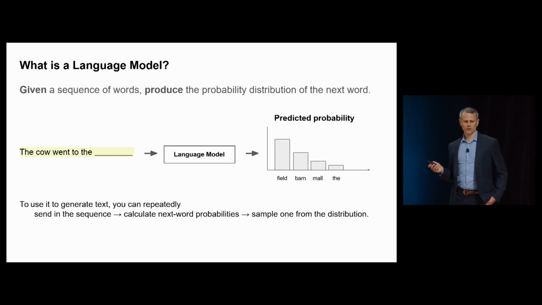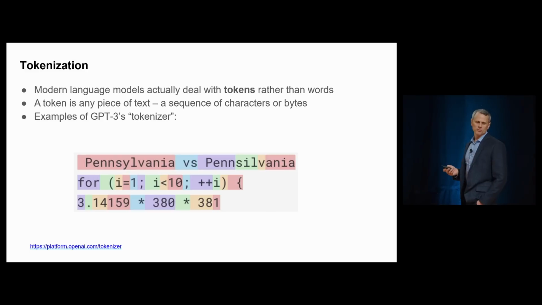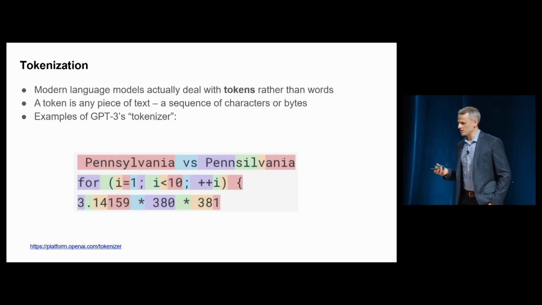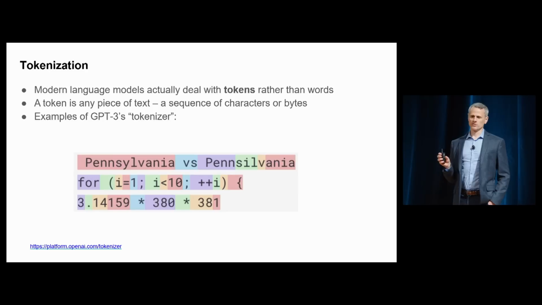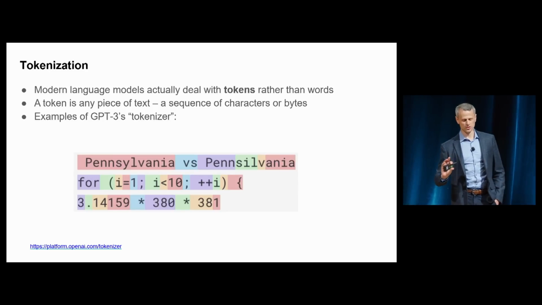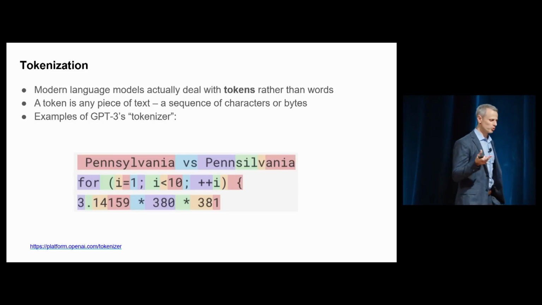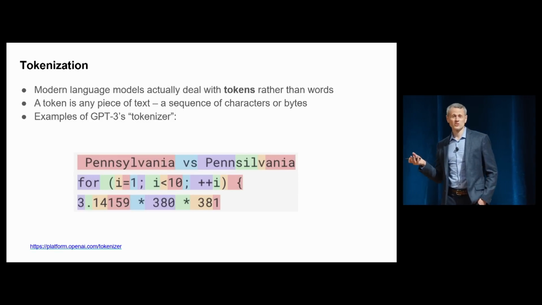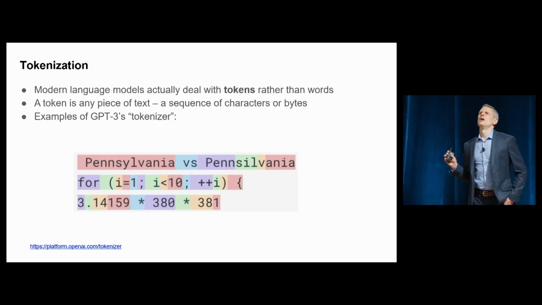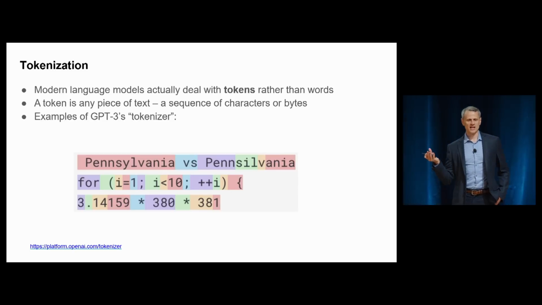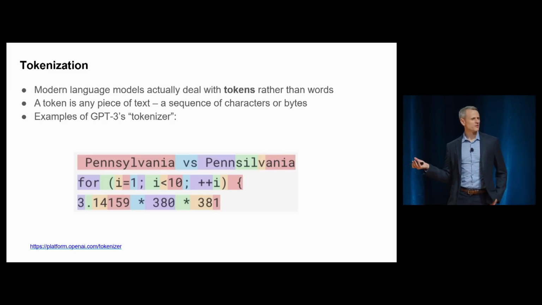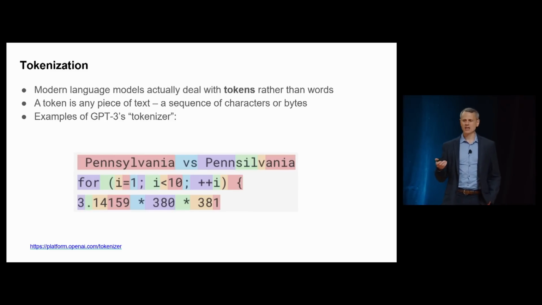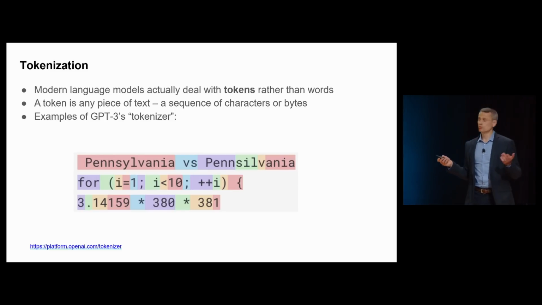OK, so we know what a language model is. We know how to generate text from it. There's one detail I simplified. I'll elaborate on it now. Modern language models don't actually deal with words directly. They deal with these things called tokens. A token is a sequence of characters, or these days really even a sequence of bytes. And that's what is predicted as opposed to a word. Why are we dealing with tokens instead of words? It gives us the flexibility to handle situations that words won't allow.